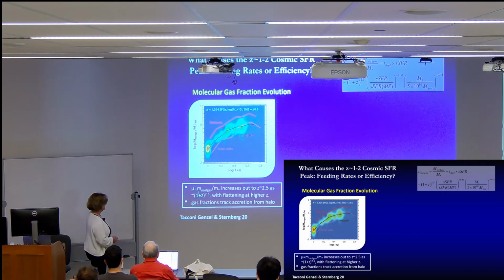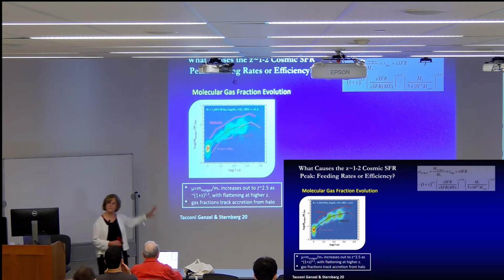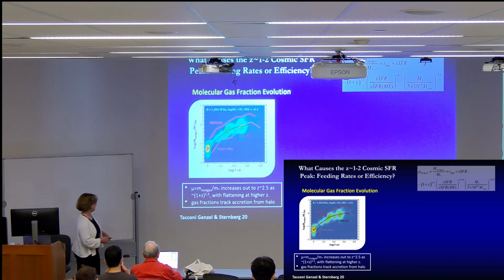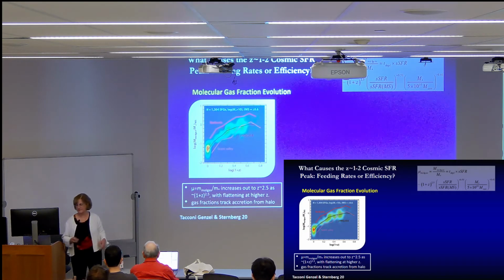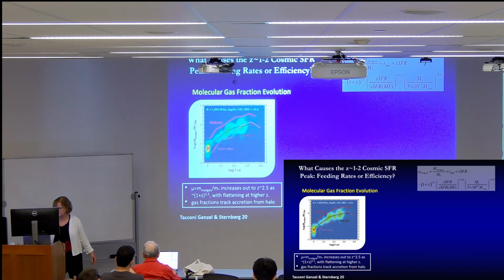This is interesting because what it says, as you might expect, is that the gas fraction increase we're seeing tracks more or less the accretion from the halo. So this is a very nice way of showing what the theorists have been predicting.